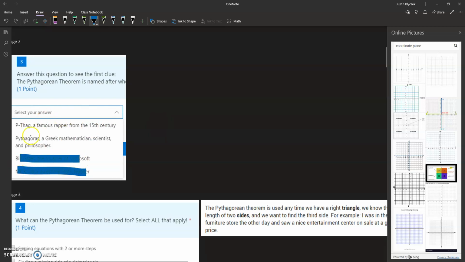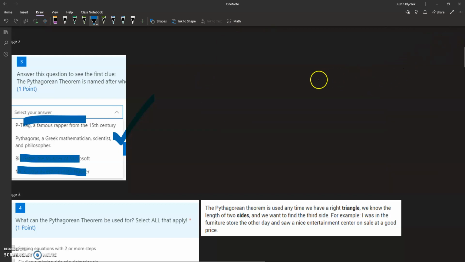So it's got to be either Pythagoras, a Greek mathematician, or P-Thag, a famous rapper from the 15th century. Guys, rap didn't exist in the 15th century, which means the answer is Pythagoras. Pythagoras is the one who's given credit for being the father of the Pythagorean theorem. He never actually said the Pythagorean theorem exists, but he laid the groundwork.